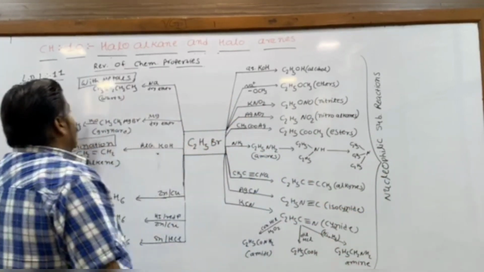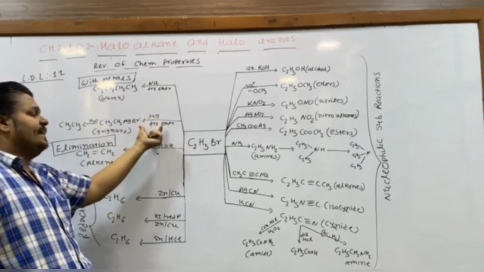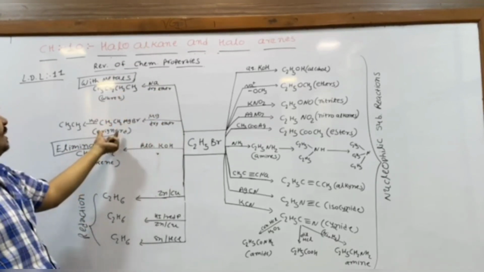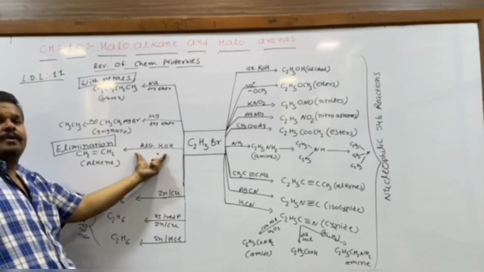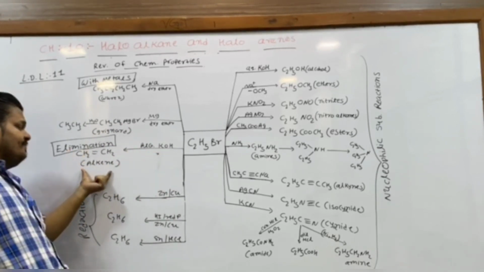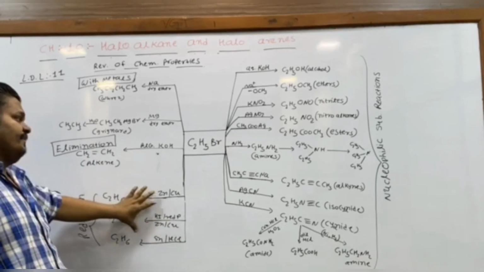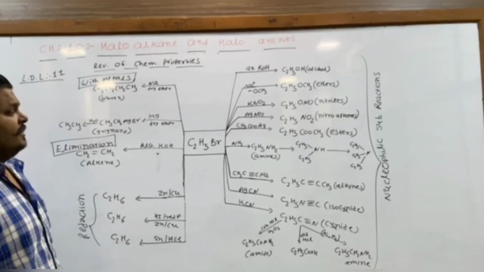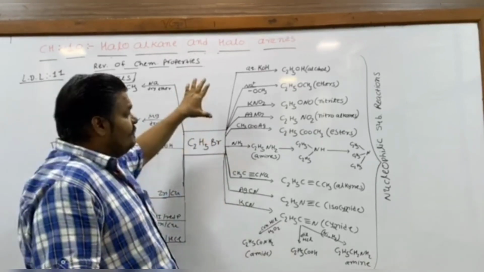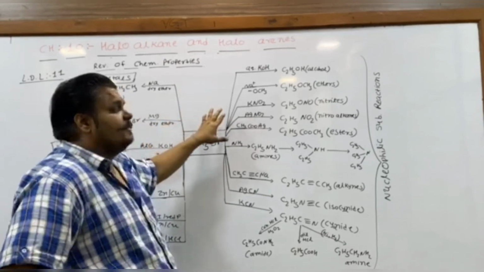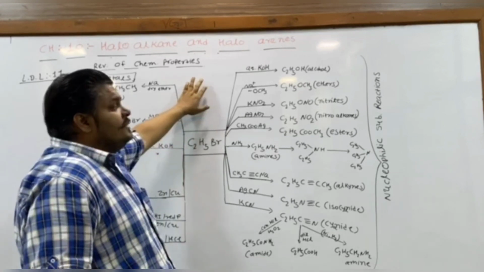On the left hand side, we have reactions with metals: reaction with sodium metal, reaction with magnesium metal, Wurtz reaction, Grignard reaction, you know that. Then we have the alcoholic KOH reaction, called a beta elimination reaction, and then the additional reaction in the form of a reduction. I'll explain the reactions one by one again, as a revision of the chemical properties that we have completed in our last 2 or 3 lectures.